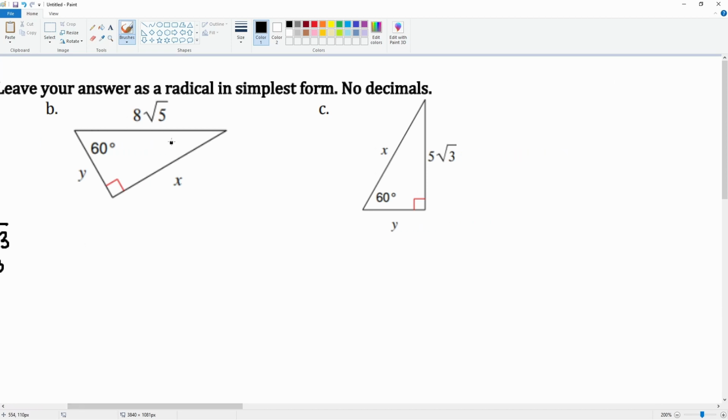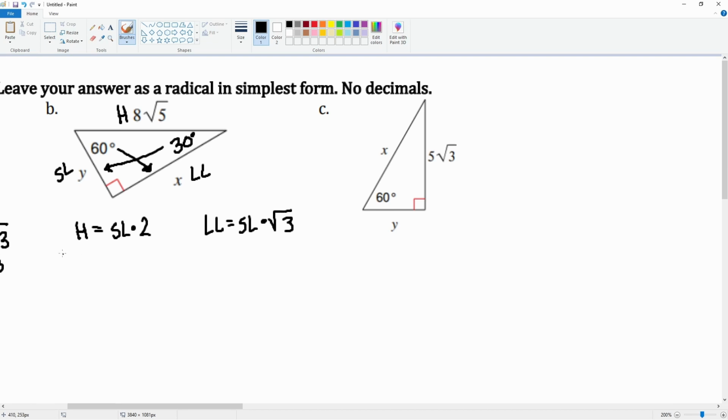Part B. The first angle is 60, so this is 30 here. So this is opposite to the 30, so this is the short leg. This is opposite to the 60, so this is the long leg, making this the hypotenuse. Our two equations here: hypotenuse is equal to short leg times 2. And then the long leg is equal to the short leg times radical 3.